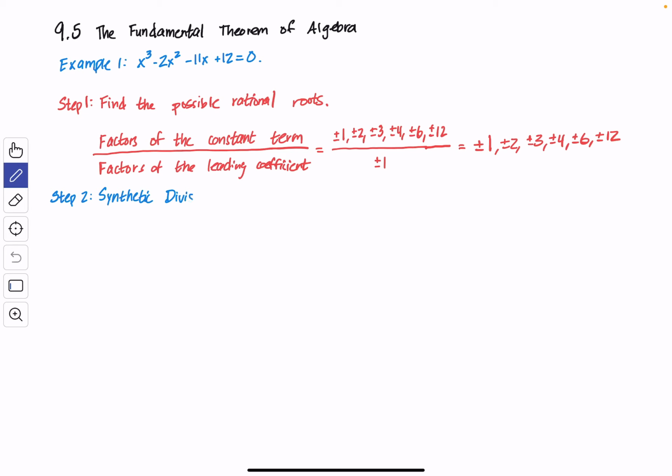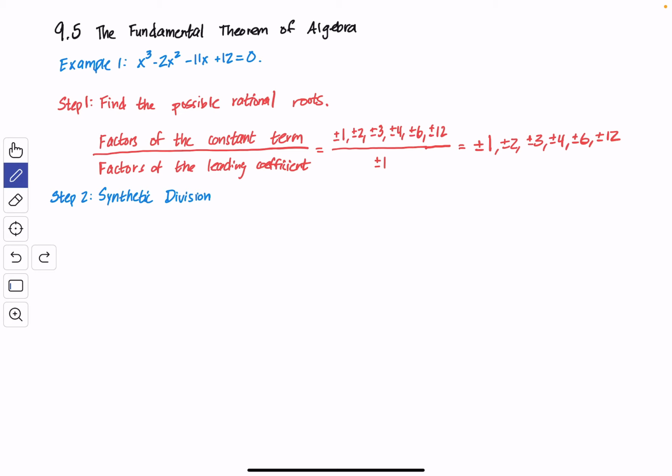And we need to use synthetic division. What we're going to do is start testing which one of these possible roots, which one of these possible x values, is actually an answer. So could positive 1 be one of the x values? Could negative 1 be one of the answers for x? Could it be positive 2, negative 2?